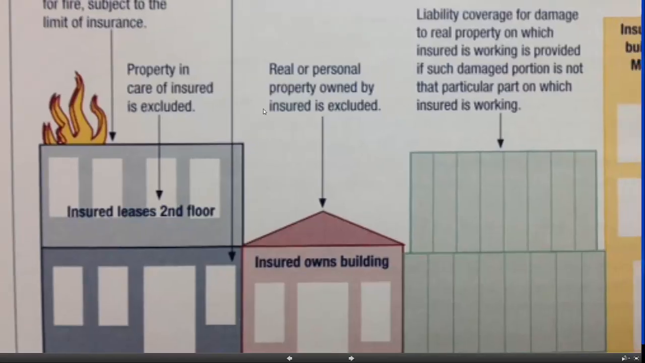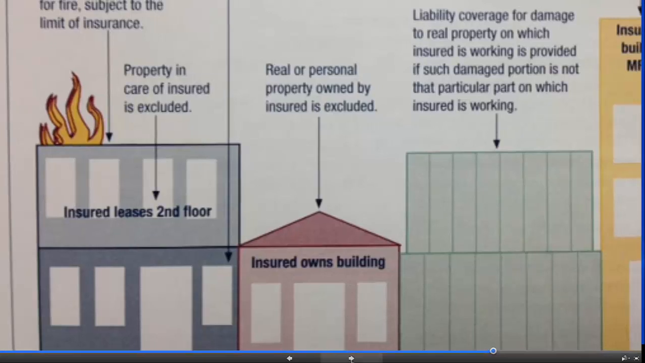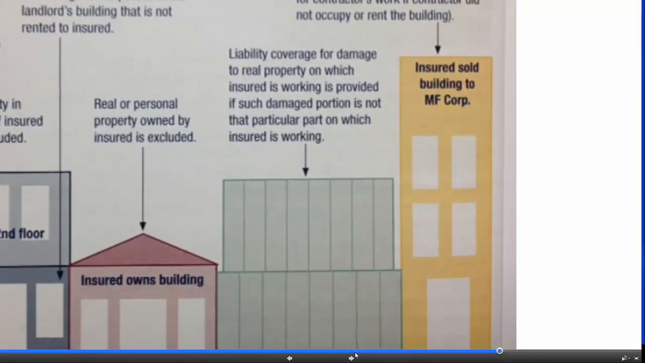Next, real or personal property owned by the insured is excluded. So if the insured owns a building, that is not covered under the CGL. It would be covered under Commercial Property Policies, BPP. Liability coverage for damage to real property on which the insured is working is provided if such damaged portion is not that particular part on which the insured is working.